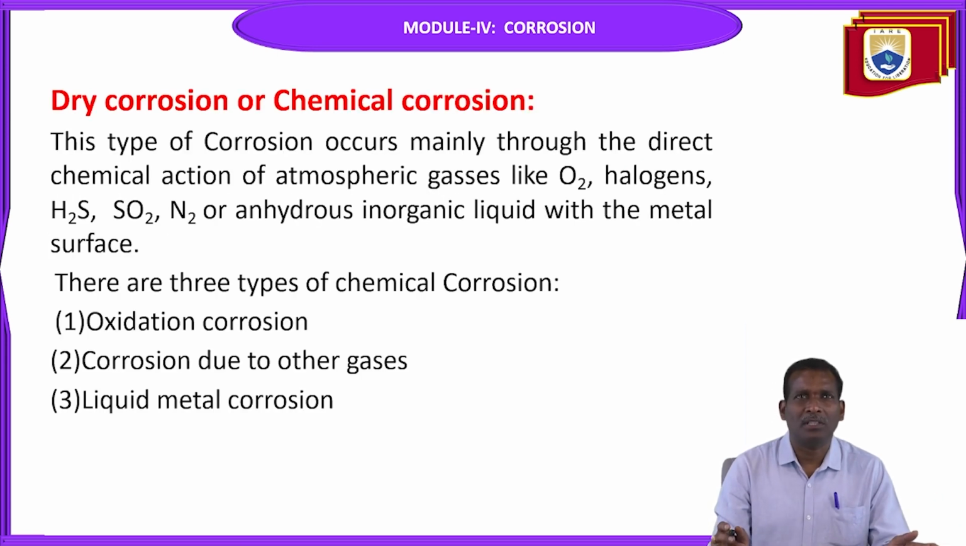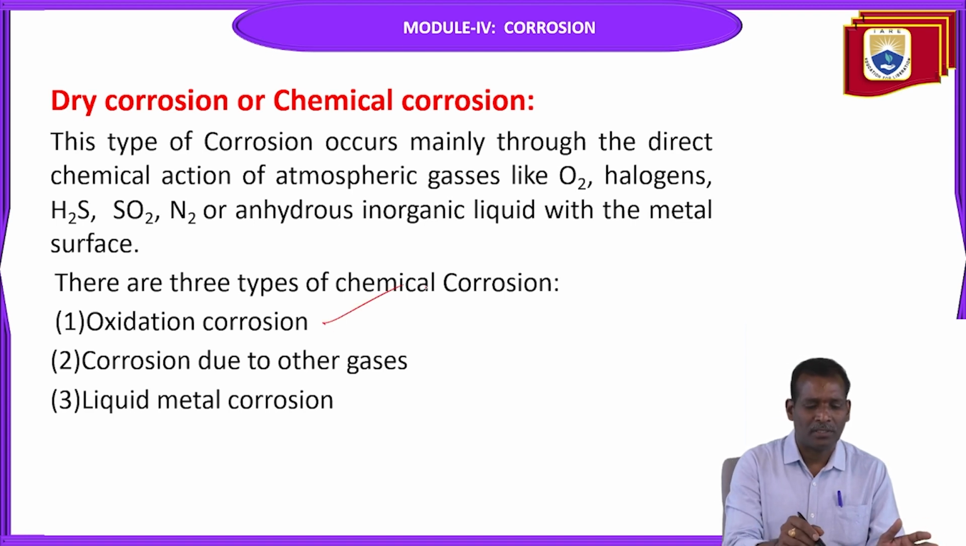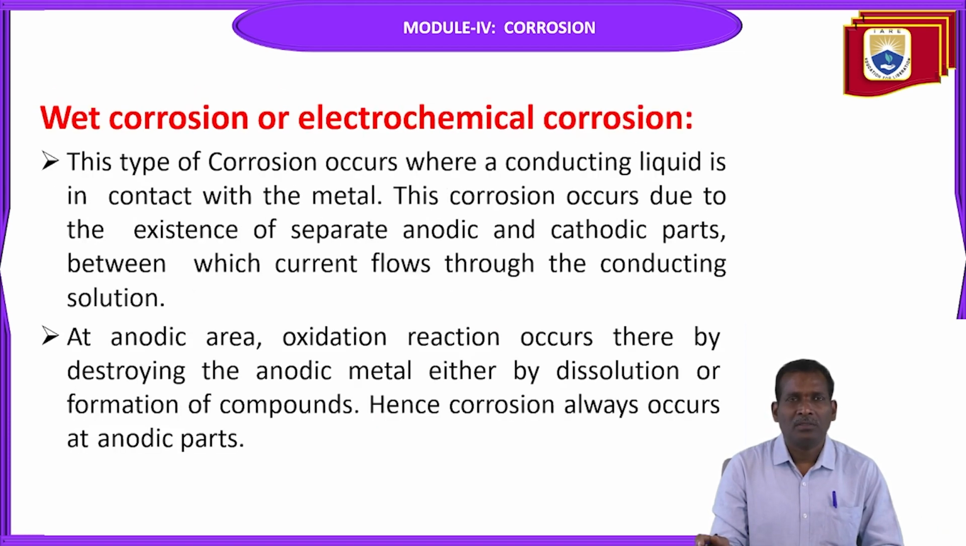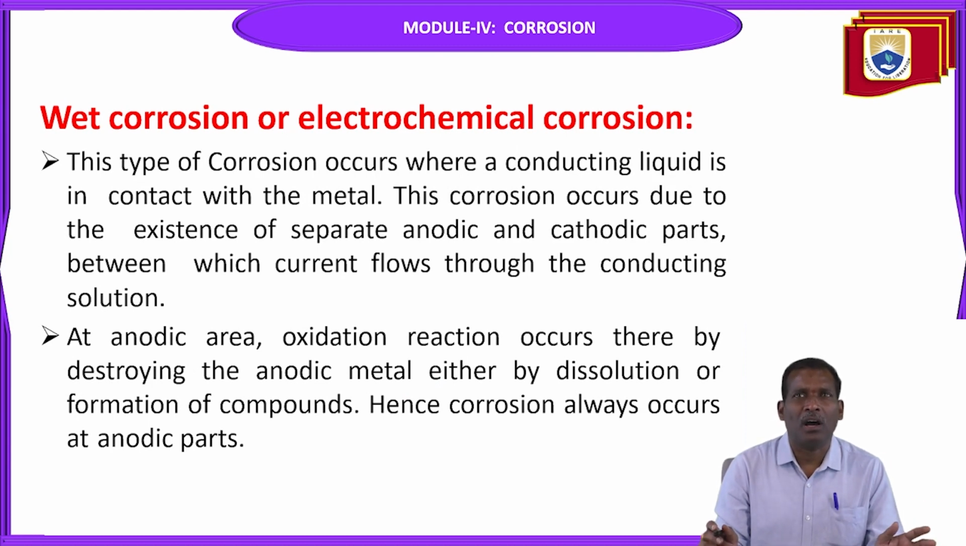Dry corrosion or chemical corrosion occurs mainly through the direct chemical action of atmospheric gases like oxygen, halogens, H2S, SO2, N2, or anhydrous inorganic liquid with the metal surface. This type of corrosion phenomenon is called chemical corrosion or dry corrosion. Again, dry corrosion is classified into three types: oxidation corrosion, corrosion due to other gases, and liquid metal corrosion. All these three you have already studied in previous sessions. Now we will see wet corrosion or electrochemical corrosion.